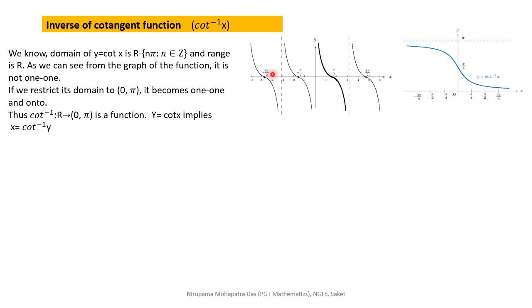So cot inverse is a function from the set of real numbers to the open interval 0 to pi, right? And whenever we write y equal to cot x, it means x equal to cot inverse y. Cot pi by 4 is 1, it implies cot inverse 1 equal to pi by 4. Principal value branch is the open interval 0 to pi. So here you see the graph of cot inverse.